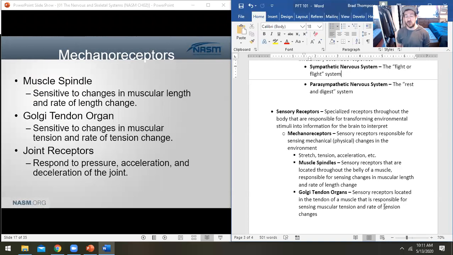Or a Golgi tendon organ can get to such a high degree of tension that it goes, if I experience any more tension, this muscle is going to tear off the bone. So what I'm going to do is I'm just going to turn the muscle completely off. And so then it will deactivate the muscle, causing it to relax. And then now you can stretch a little bit further and have more length. That is what we call autogenic inhibition.